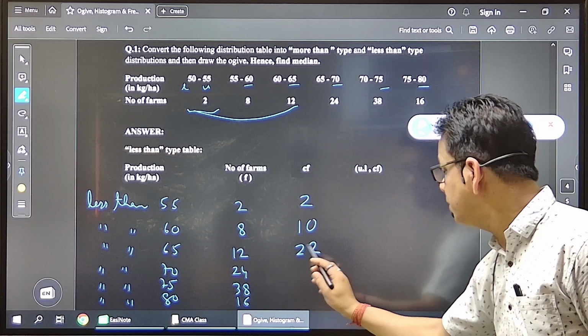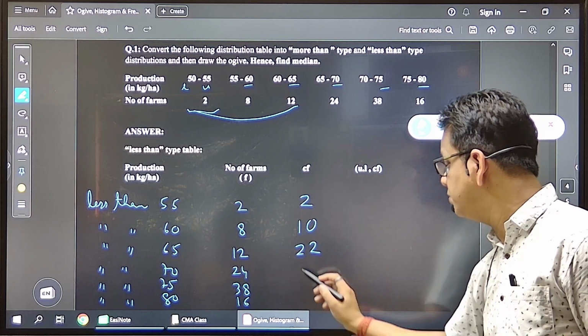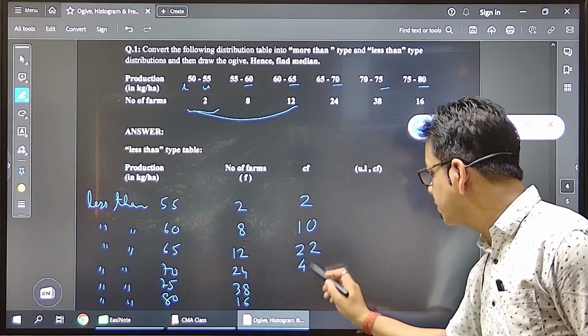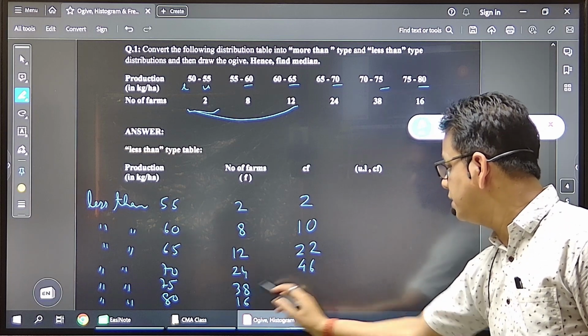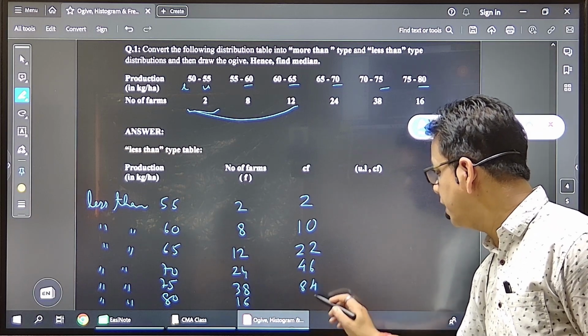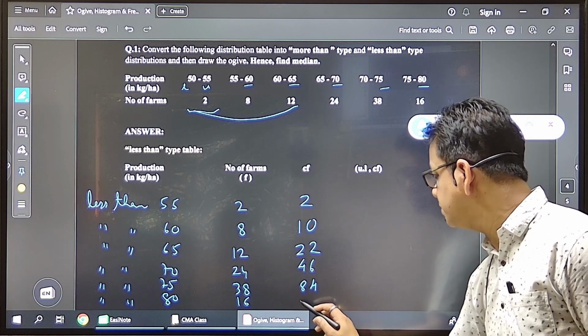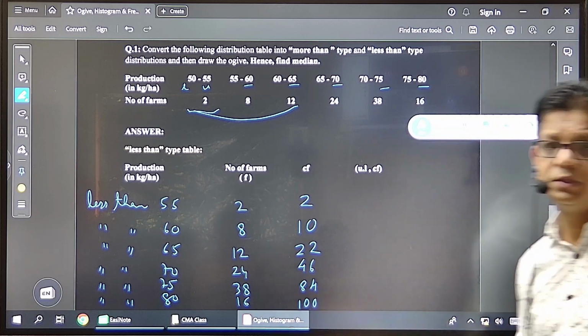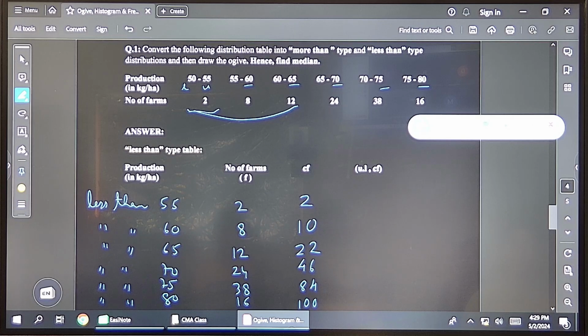Now 24 plus, so this way diagonally, 24 plus 22 is 46. Then 46 plus 38 diagonally, as you know, so 84. Am I correct? 84. And then 16 plus 84, this is 100, right? So this is the cumulative frequency of the given data.